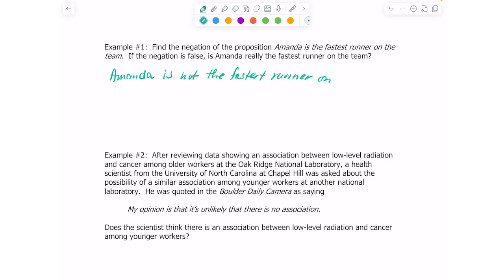Okay, now if Amanda is the fastest runner, then that would mean that if she's not the fastest runner, if the negation is actually false, then the original statement must be true, right? So in other words, if this statement's false, the original statement is true. So the way you would set up a truth table is something like this. You'd have P, which would stand for Amanda is the fastest runner on the team. And then you would have not P, which is the negation. So in other words, if P was true, then the negation would be false.